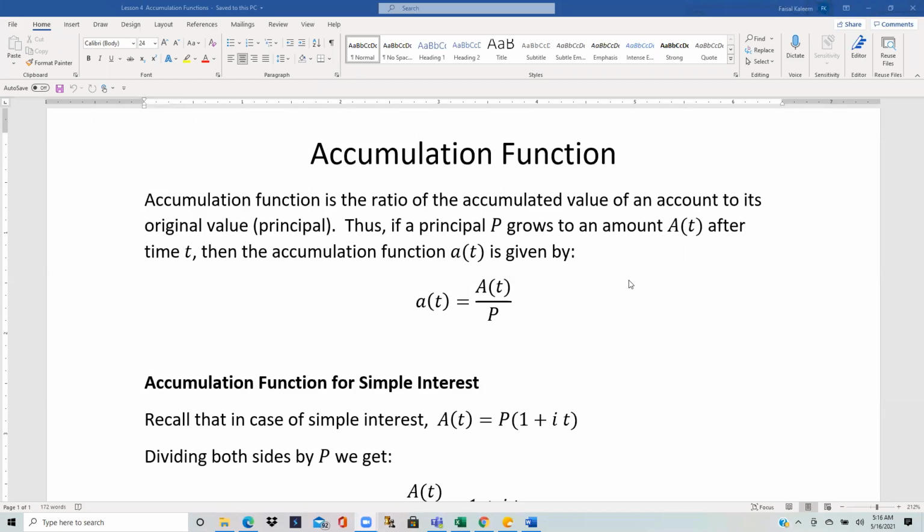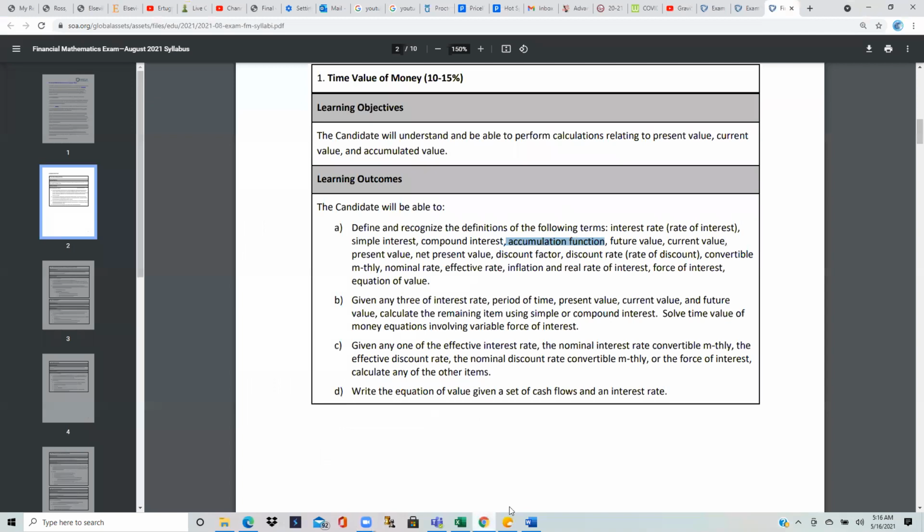Accumulation function. Now, what I'm doing is I'm constructing this course according to the topics that we have on the SOA website. So let me show you. You see the first topic here is interest rate, and that was my first lesson. And then the second topic is simple interest. That was my second lesson, if you remember. Third topic is compound interest. That was my third lesson. And the fourth topic is accumulation function, which is my current lesson, the fourth lesson.